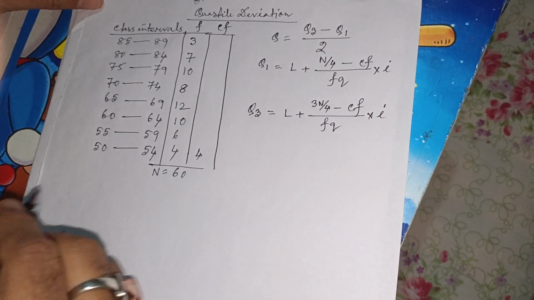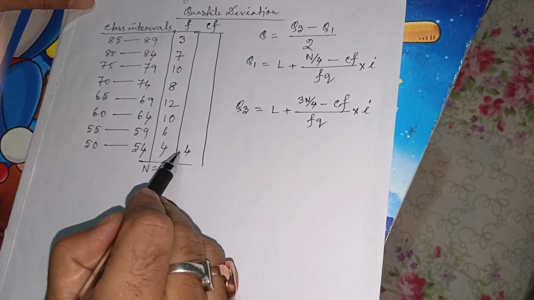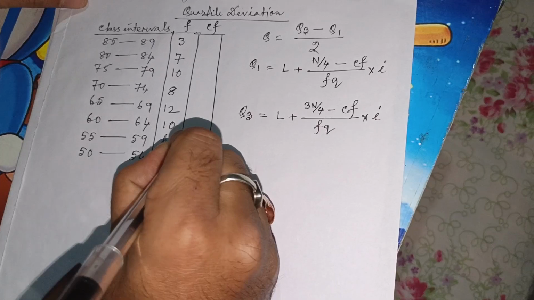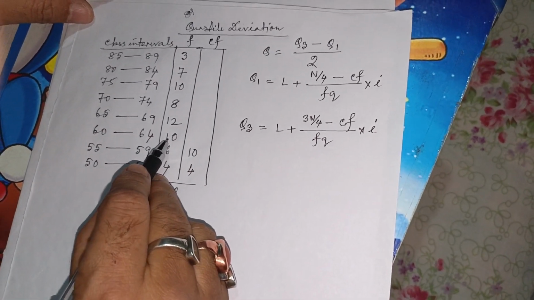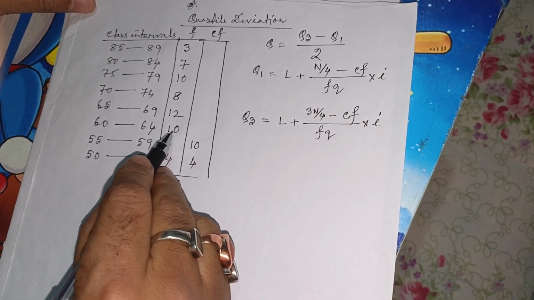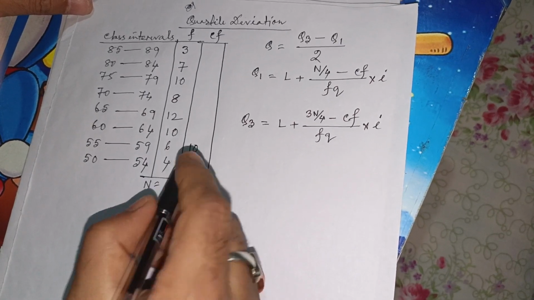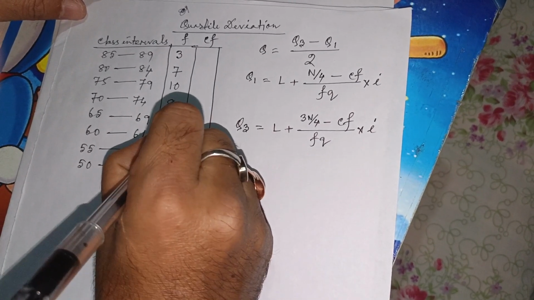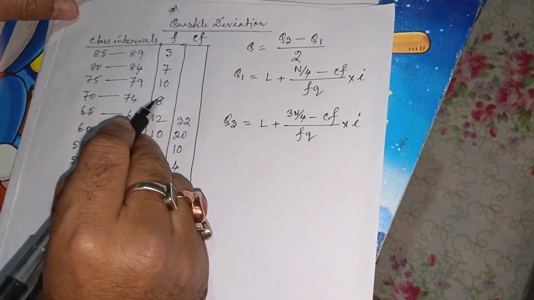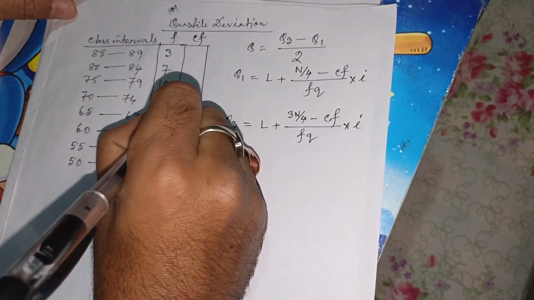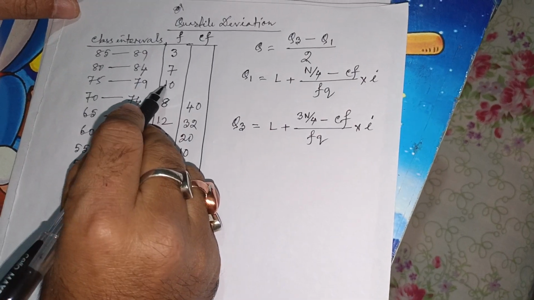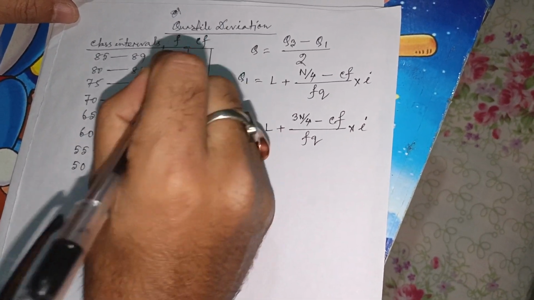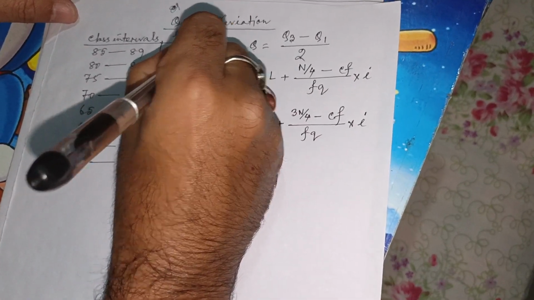Okay. Next frequency is 6. You have to add 4 with the 6. After adding, you will get 6 plus 4, that is 10. Then again, after 6, the third frequency is 10. So you have to add 10 with this one, that is 10 plus 10, 20. Then next one, 12. 12 plus 20, 32. Next one is 8. 8 plus 32, you will get 40. 40 plus 10, you will get 50. 50 plus 7, 57. And 57 plus 3, that is 60.